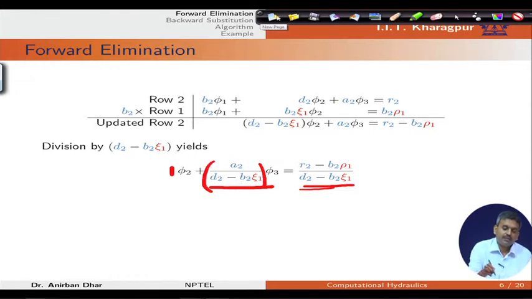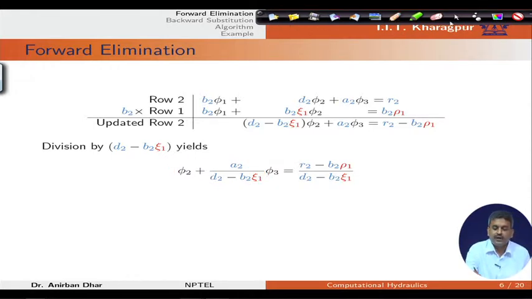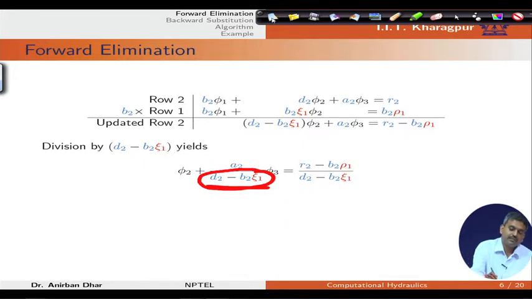Now, please remember that whenever we are dividing by any quantity, that D2 minus B2 xi 1 should not be too small, otherwise this may create numerical error. If it is too close to 0, it will introduce error within the system.